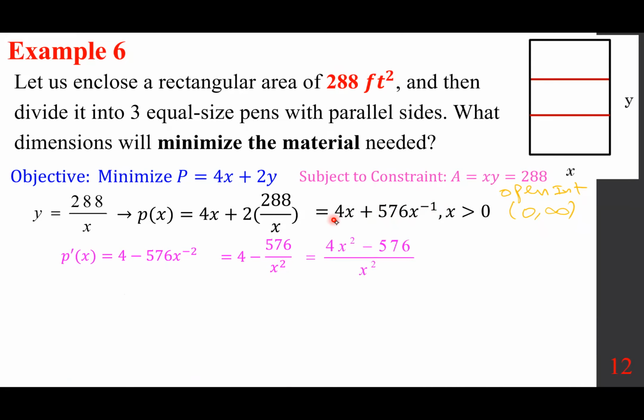Now, a rational expression, a fractional expression, is 0 when the top is 0. It's undefined or doesn't exist when the bottom is 0. The bottom is 0 when x is 0, and 0, remember, is not in the domain because it's an open interval. So we set the numerator equal to 0.